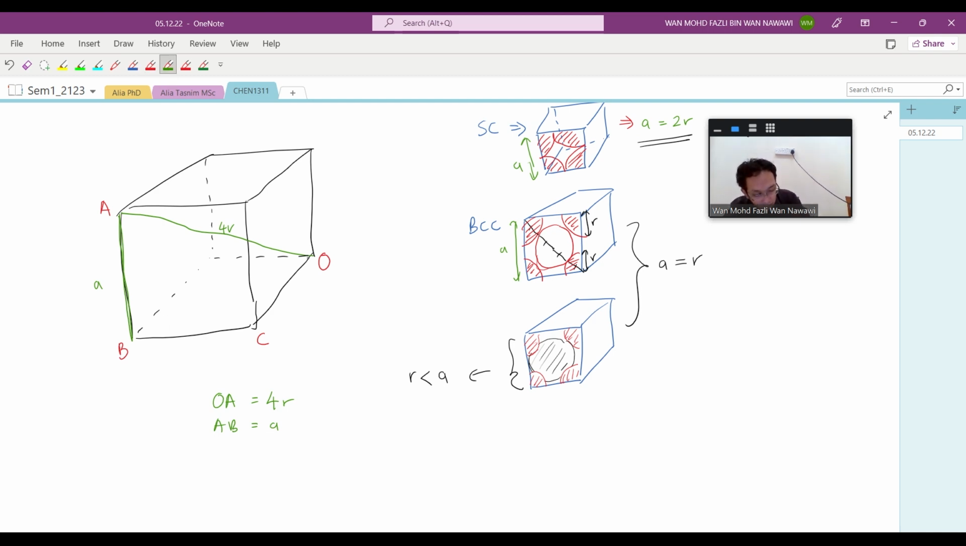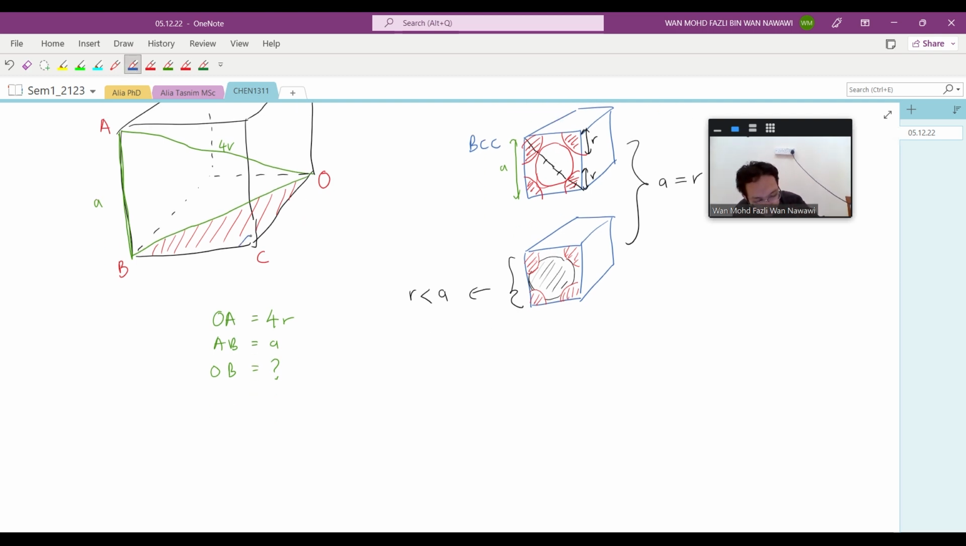So what we can do is make another line from O to B. So what is O to B? If you look here, O to B is at the bottom, and this is the right triangle. We know for the right triangle the formula is from Pythagoras. We can say that BC squared plus OC squared is equivalent to OB squared.